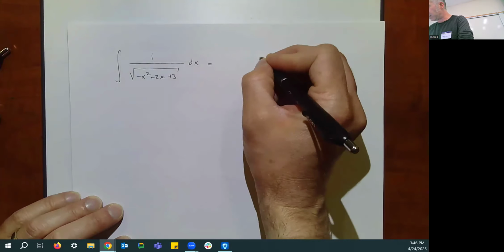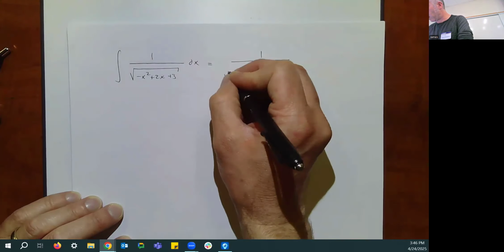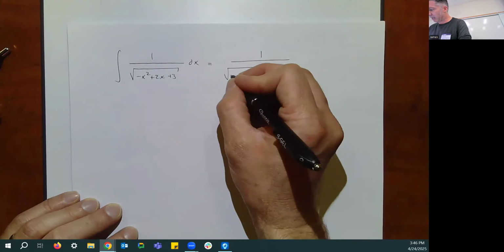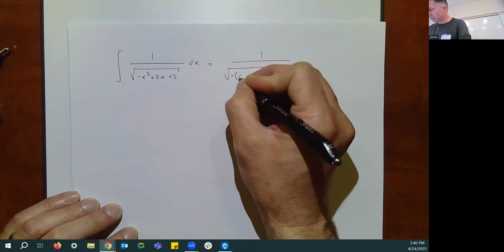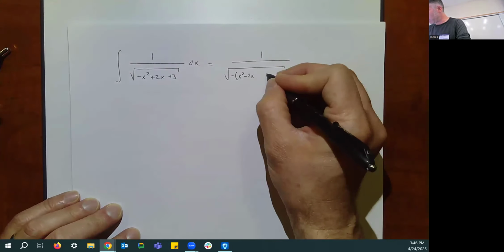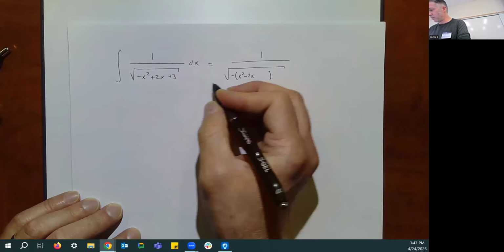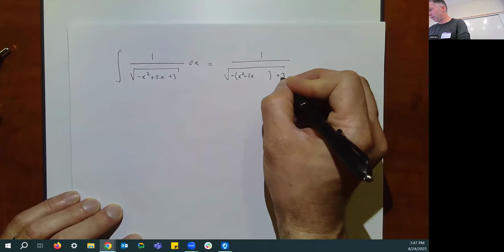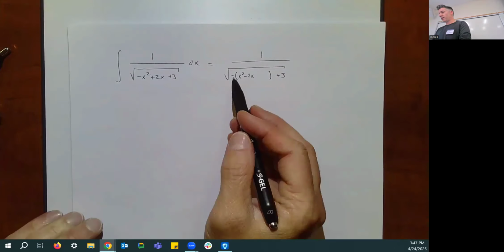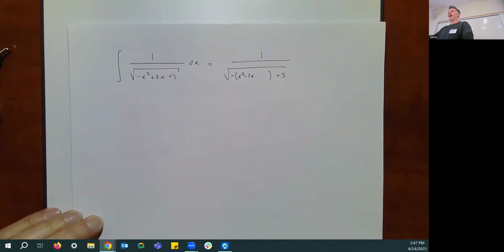We're going to write this as 1 over the square root of, I'm going to pull out the negative and write it as negative parentheses x squared minus 2x. I'm going to leave myself a little bit of room. And then the plus 3 is still just plus 3 hanging out here. So for x squared minus 2x, what do I need to add on to complete the square? I know it's been a minute.